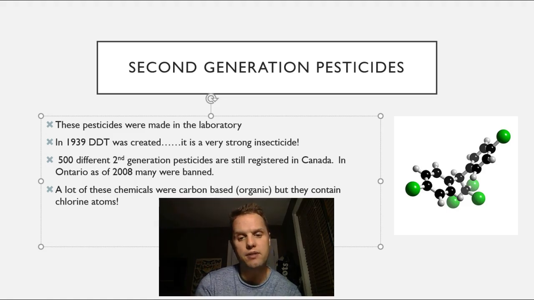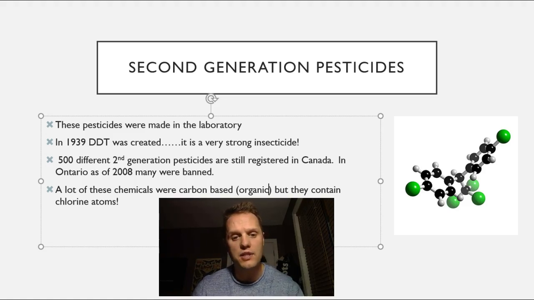Humankind eventually came up with second-generation pesticides and moved away from first-generation pesticides because of their dangers. And they created new pesticides in the laboratory. In 1939, DDT was created, and it's a very strong insecticide. We've talked about DDT before, and we know that it was dangerous to the bald eagle population. But something you've probably forgotten is that it's still in our environment today because it sticks around. And this is kind of the hallmark of second-generation pesticides: they stick around in our environment.